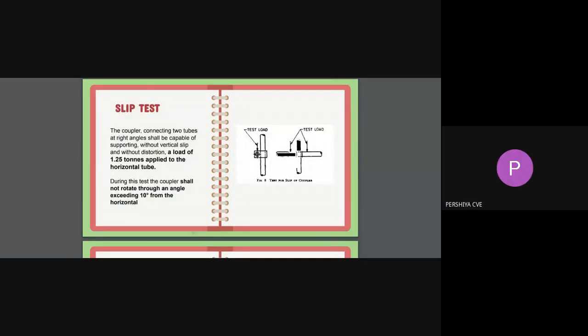The slip test is similar to the distortion test. Here, the two tubes, horizontal and vertical, are connected at a right angle, and a load of 1.25 Newton is applied on the horizontal tube. But here, the coupler can rotate, but not exceeding 10 degrees from the horizontal tube.